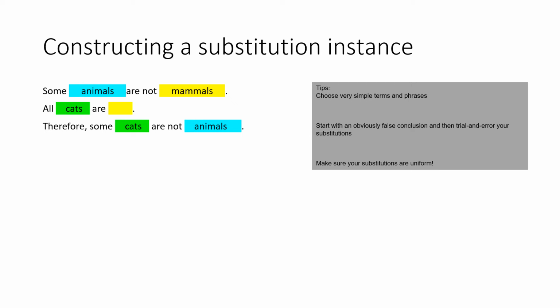And maybe this time I try mammals. Some animals are not mammals. That's true. Frogs are not mammals, for example. And then I finish making my substitutions uniformly, so mammals goes in the last yellow spot. And I get another true premise. All cats are mammals. And so then what I have now is a counterexample.